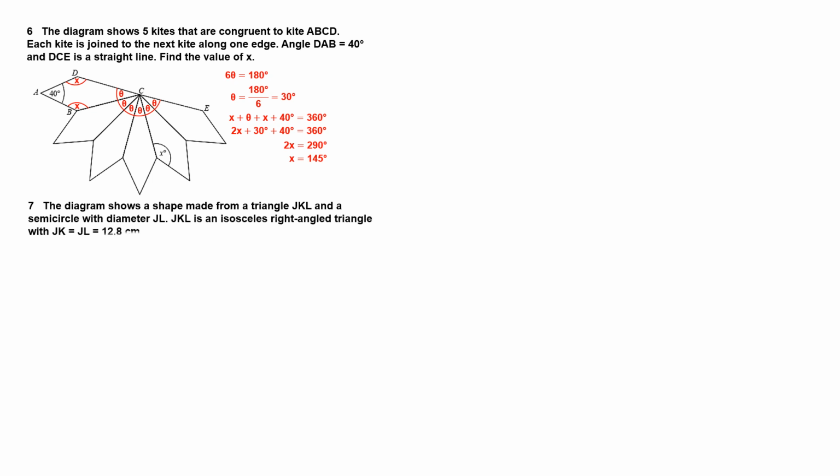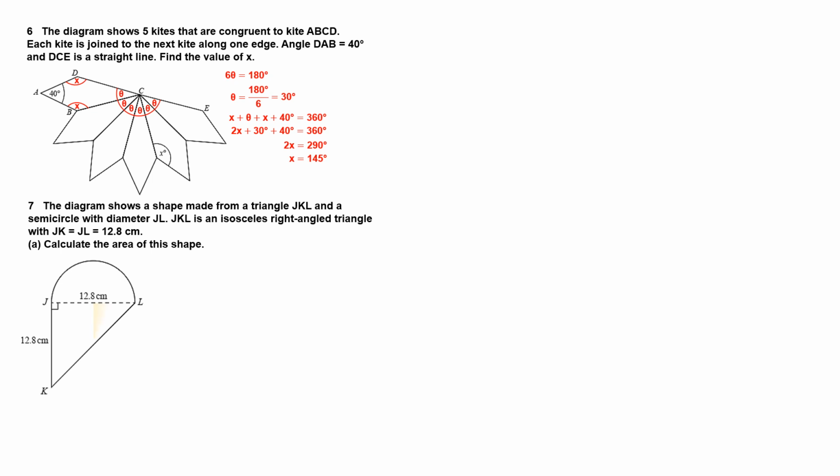Question 7. The diagram shows a shape made from a triangle JKL and a semicircle with diameter JL. JKL is an isosceles right triangle with JK equals JL equals 12.8 centimeters. Item A. Calculate the area of the shape.